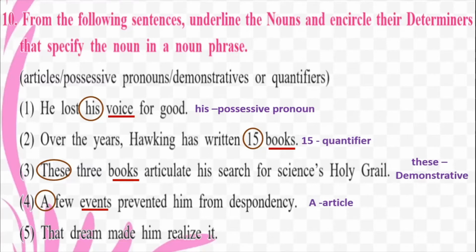Okay. The next one, that dream made him realize it. So which is the noun here? Dream is the noun here. Which dream made him realize it? That dream. So here that is the demonstrative. This, that, those, these are all demonstratives. So after finding out all the answers, I want you to once again go through all the sentences and try and find out whether you have understood what is the meaning of a noun and what is the meaning of a determiner. We have also seen separately what determiners are. Okay, so shall we move on to the next point?